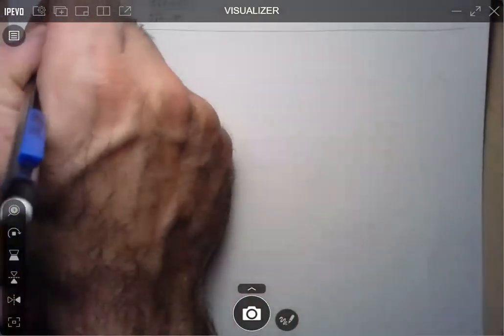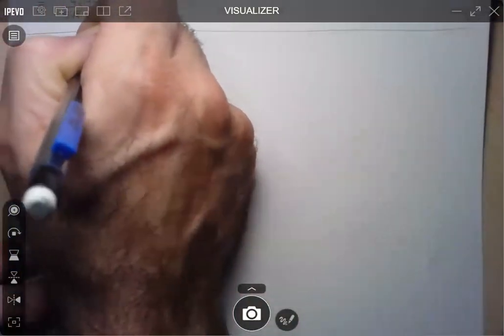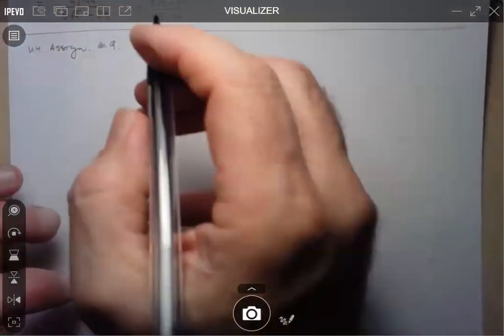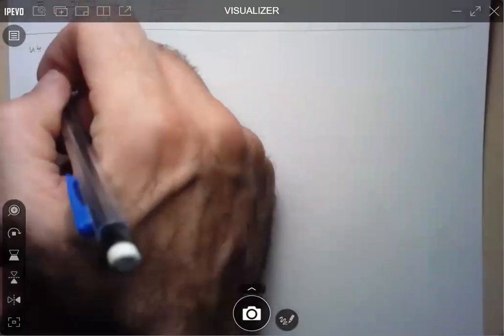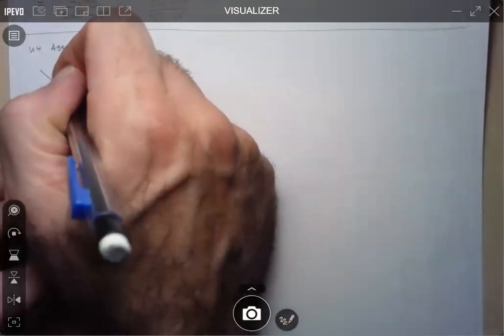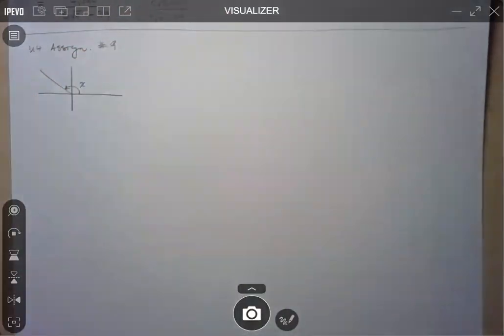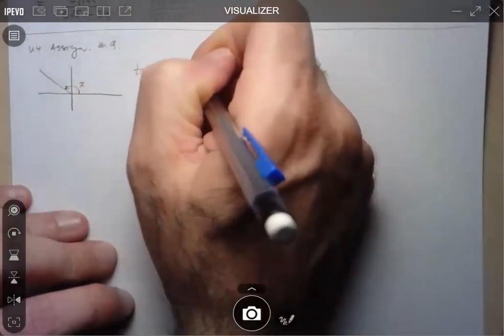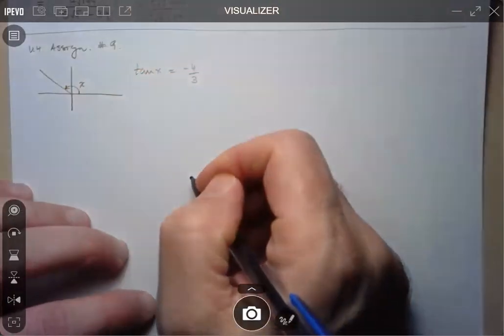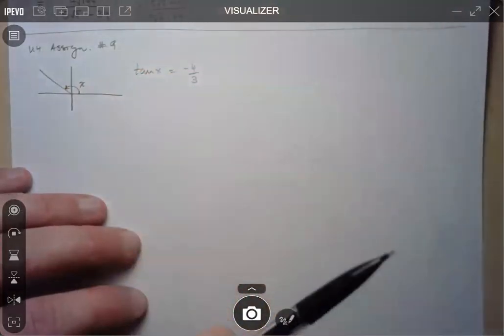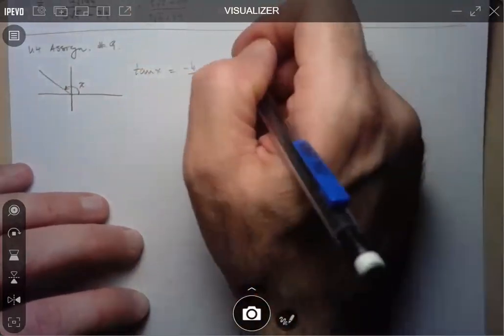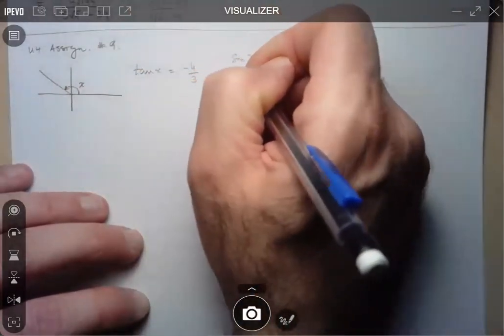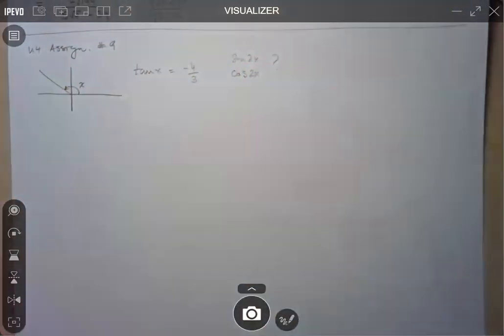Here, unit 4, assignment number 9. And what is that asking? It says an angle X lies in the second quadrant. So even before reading the rest, that kind of tells me a diagram is probably in order. Okay, and tan of X is -4/3. So tan of X is equal to -4/3. And it says determine sine 2x and cos 2x. So sine 2x and cos 2x.